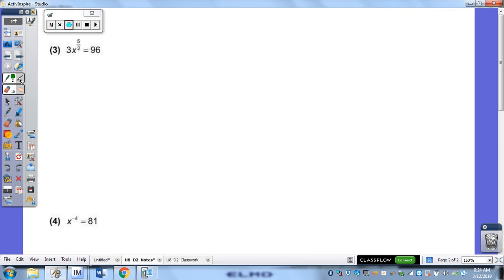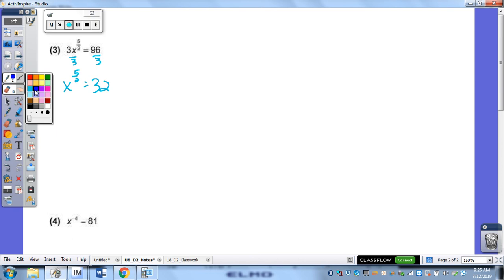Let's try a couple more examples. So looking at number 3, some people get a little confused on this because I'll ask them, is your x by itself? And they're like, yes, it is. But it's really not, though. It's got that 3 in front. We got to get rid of that 3. So we got to divide both sides by 3 so that my x is truly by itself now with the exception of its exponent. So 96 divided by 3 gives us a 32.